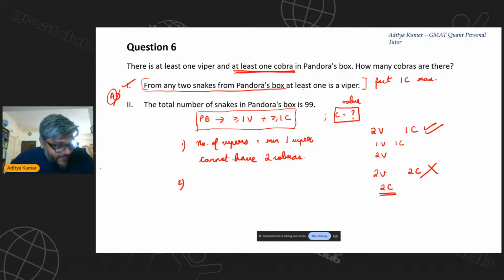Okay. Any doubt, guys, on this question? Yes. Yes, Shubham, what you're saying is right.